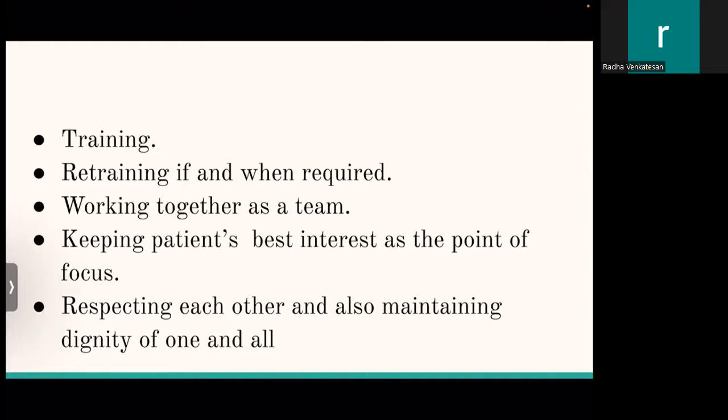Here, I would like to say one little word: working together as a team. There's no I in team. That is what you have to understand. Remember, I repeat once again, there is no I in team. I, me, all that doesn't exist in a team. So that's an important take-home message. Keeping the patient's best interest as the point of focus is very, very important to be successful in palliative care. And respecting each other and maintaining dignity of one and all is what we have to practice on a daily basis.